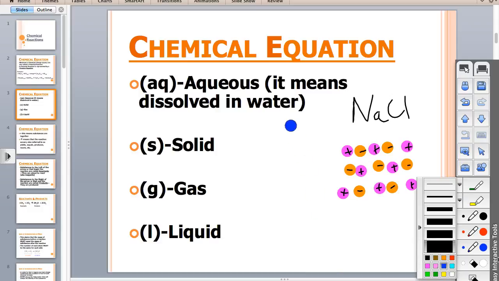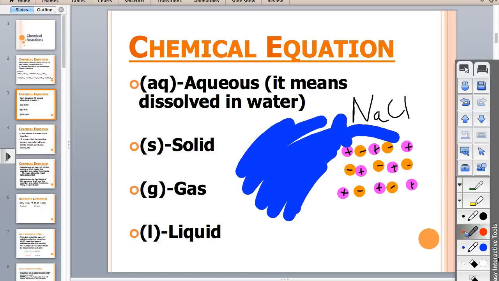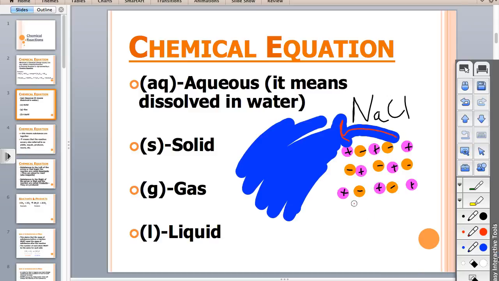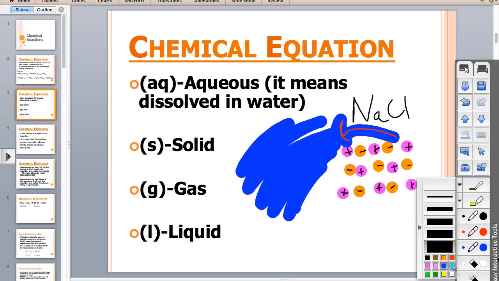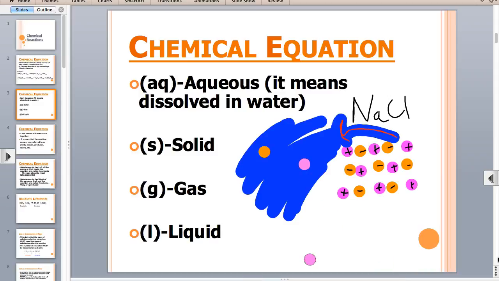Just for clarity's sake right now, here's some water. If I was to put this in the water to make it aqueous, they would actually separate out. I would end up having an ion floating around separate from the other ion, with water surrounding it. That is a whole unit and a whole topic that we're going to go into, and how that happens. So I don't want to bog you down right now. But aqueous means it's in water.